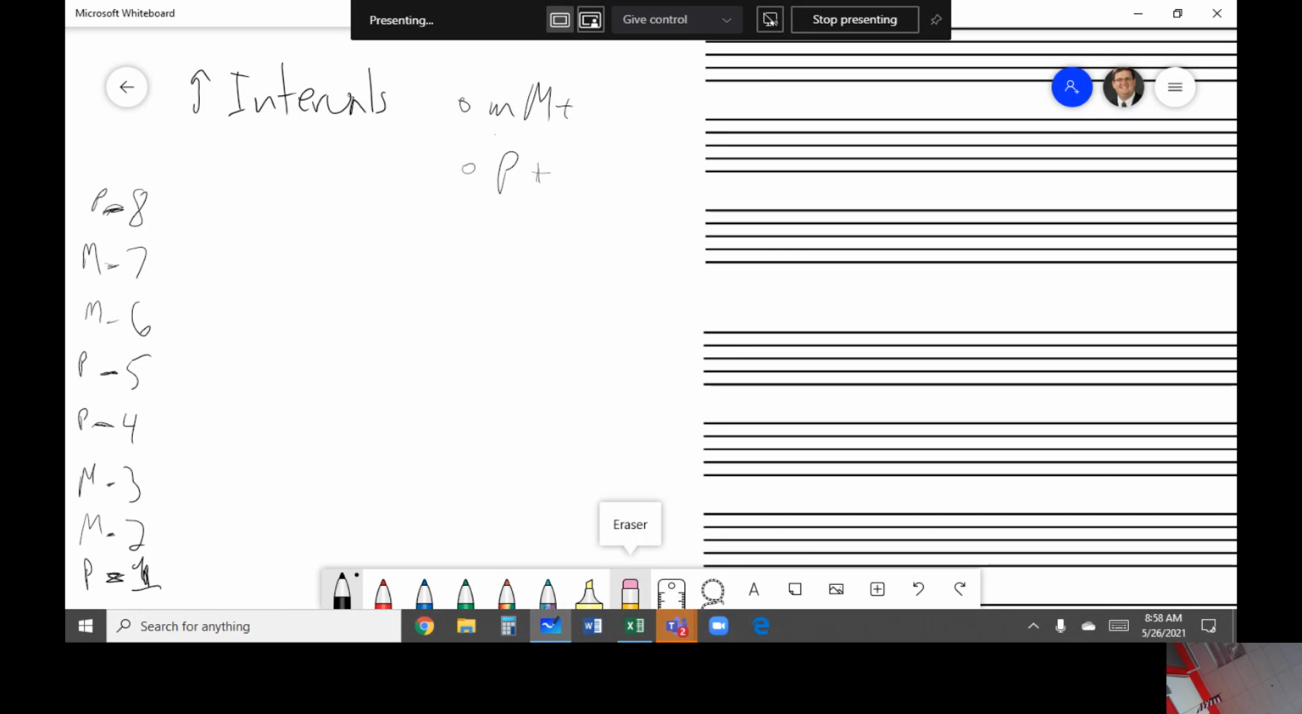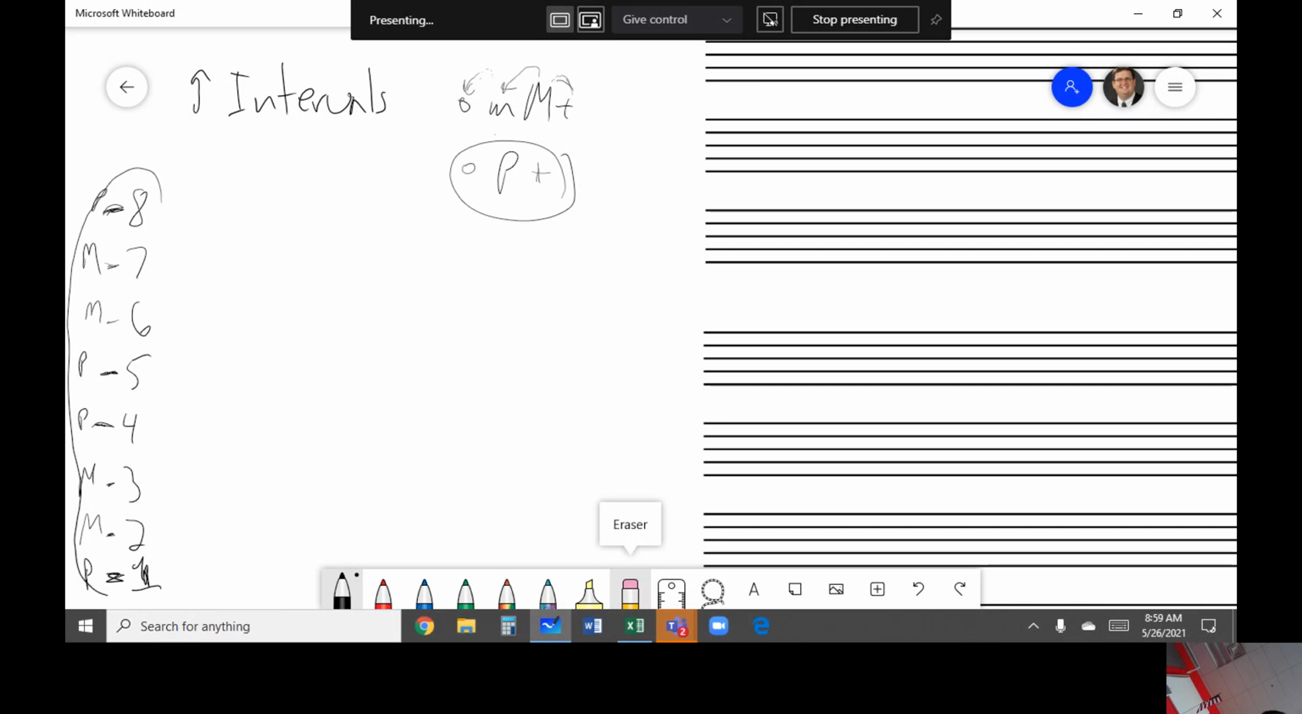In their normal state, in their native habitat, seconds, thirds, sixths, and sevenths are major. That means if you raise a major a half step, it becomes augmented. If you lower a major, it becomes minor. If you lower it twice, it becomes diminished. Do you see the difference here? The perfect intervals can only be raised or lowered to augmented and diminished. The majors can be raised to augmented, but they can be lowered twice to minor and to diminished.